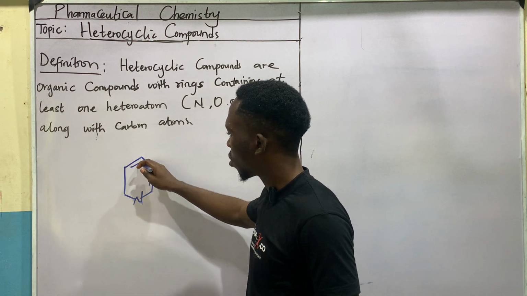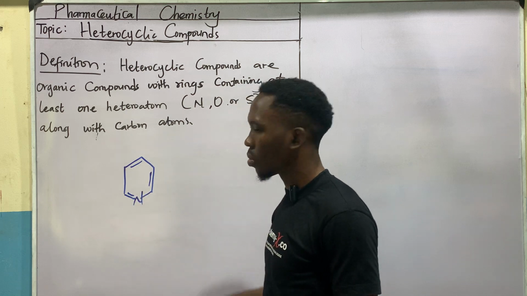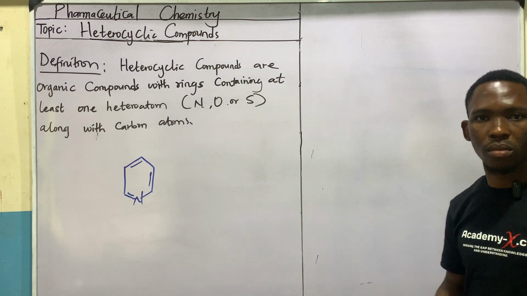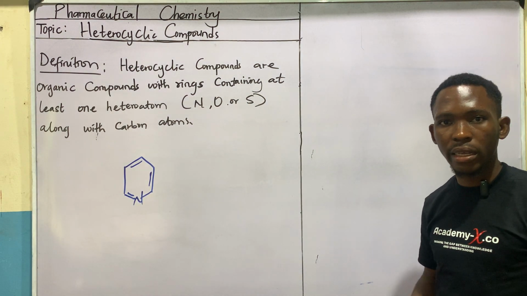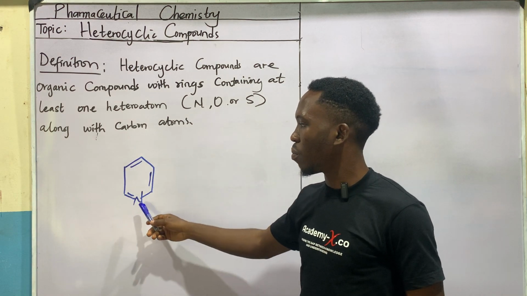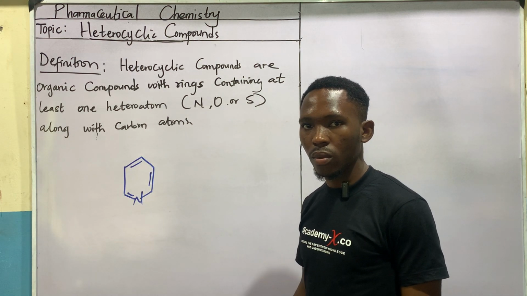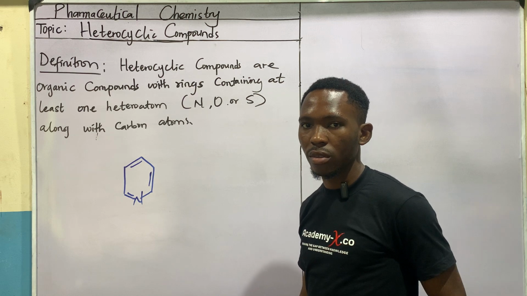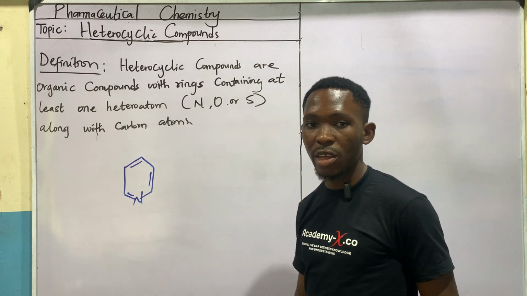What will you say about this compound? Will you call this homocyclic? Homocyclic meaning the same atoms make up the ring. Or what will you call it? In this case, we call it heterocyclic.